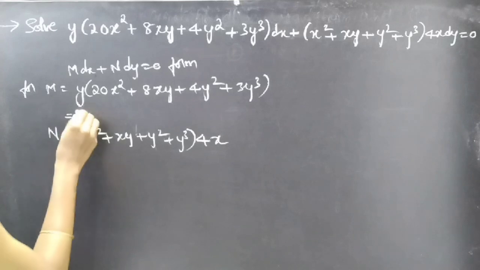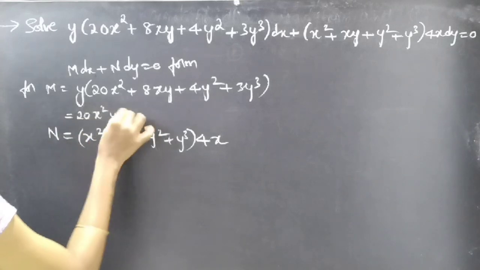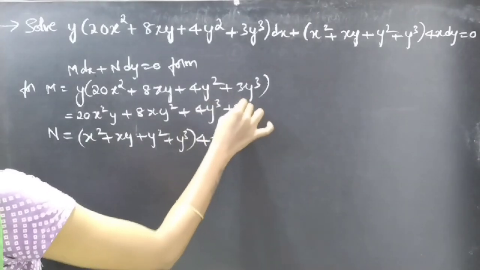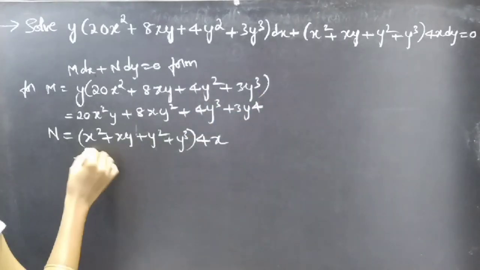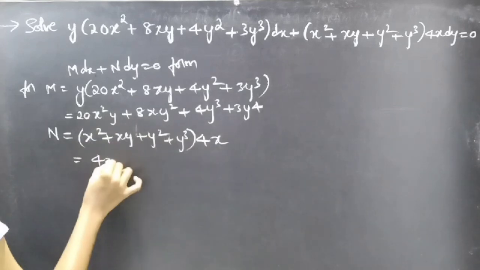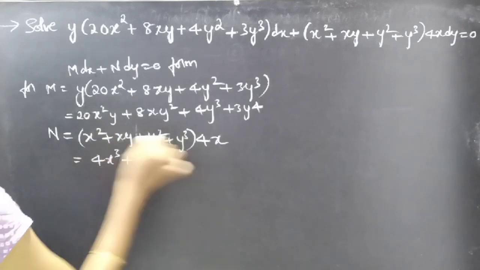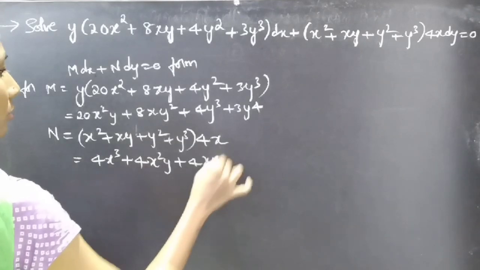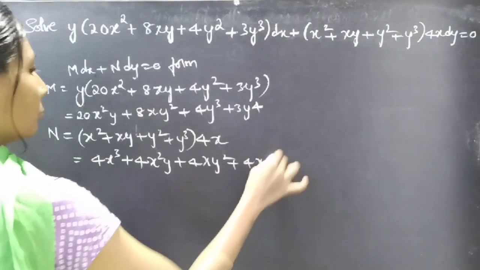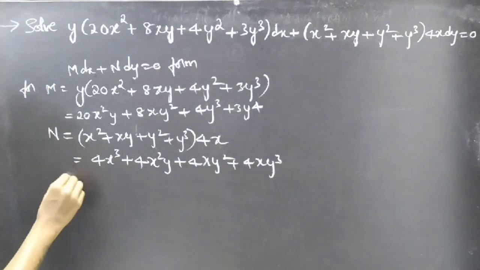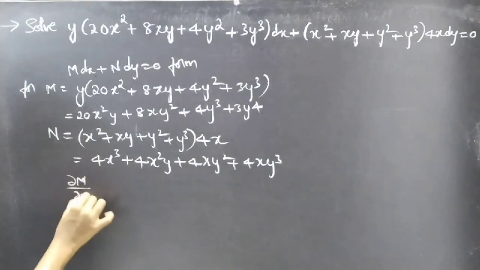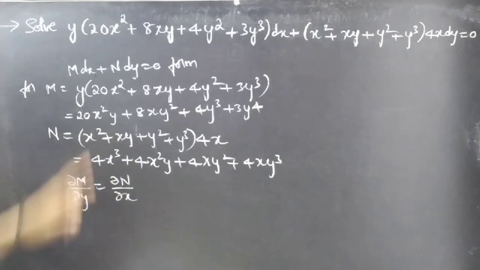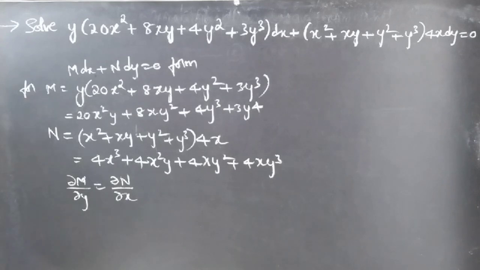So we can write this M as 20x²y + 8xy² + 4y³ + 3y⁴, and we can write this N as 4x³ + 4x²y + 4xy² + 4xy³, right? If the partial derivative of M with respect to y equals the partial derivative of N with respect to x, then we can say that the given differential equation is an exact equation.